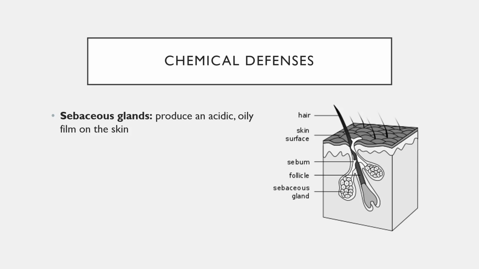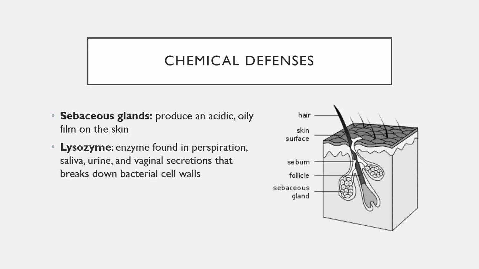Many of our secretions also include a special enzyme called lysozyme. Lysozyme you may have heard before, and you may remember that it plays a role in breaking down bacterial cell walls. Lysozyme can be found in our perspiration, saliva, urine, and vaginal secretions. Gastric fluid, which is found in the stomach, contains hydrochloric acid and a very, very low pH.